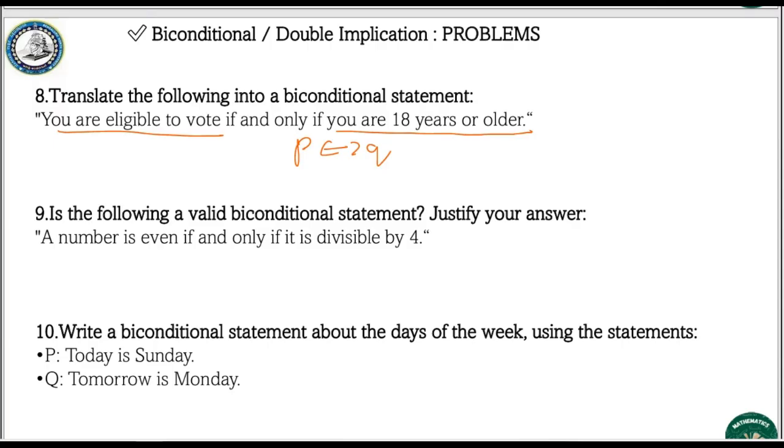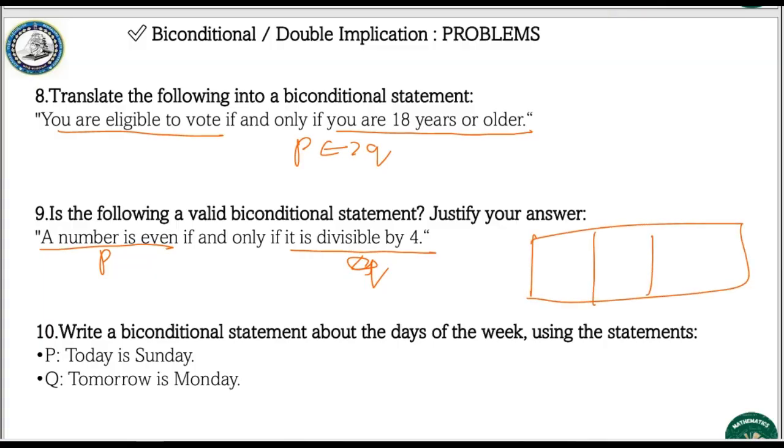Is the following a valid biconditional statement? Justify your answer. A number is even, P, and it is divisible by 4, Q. If the number is even, then it will be divisible by 4. Yes, it is a valid statement. So P implies Q. If the number is even, it should be divisible by 4. If both are T, the answer is also T.